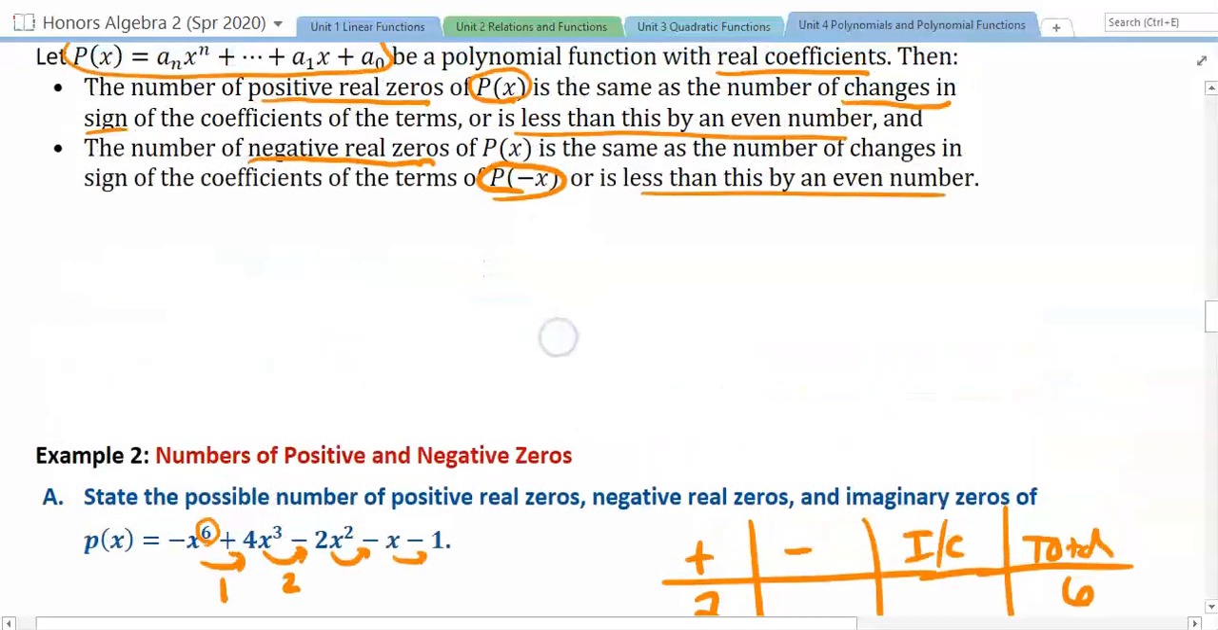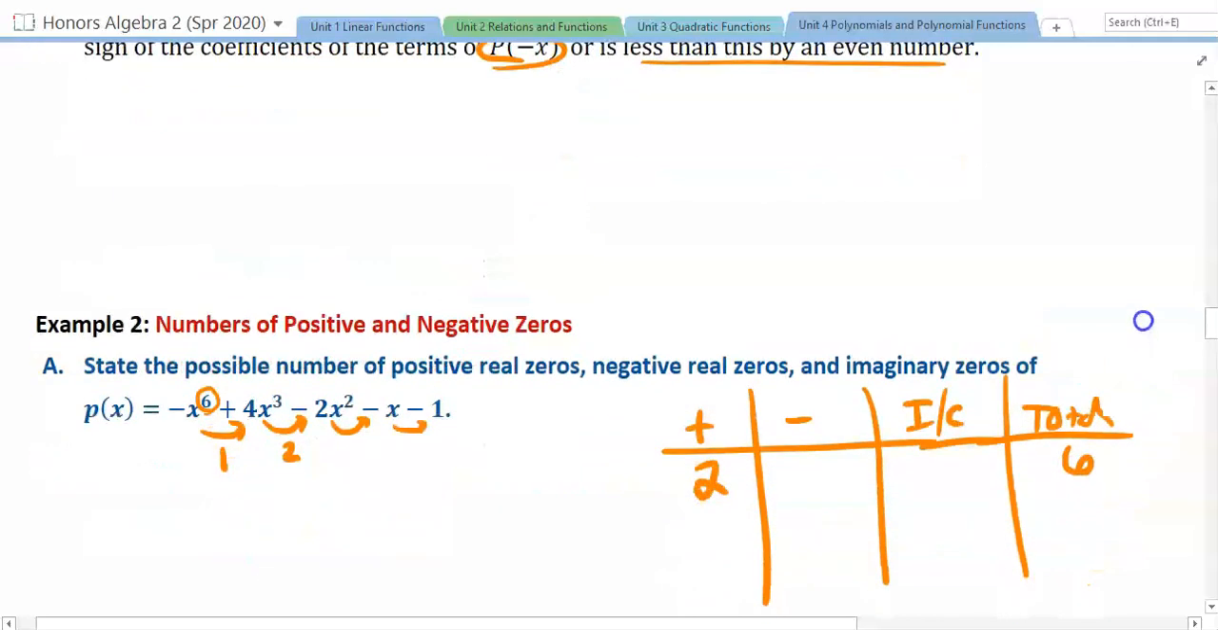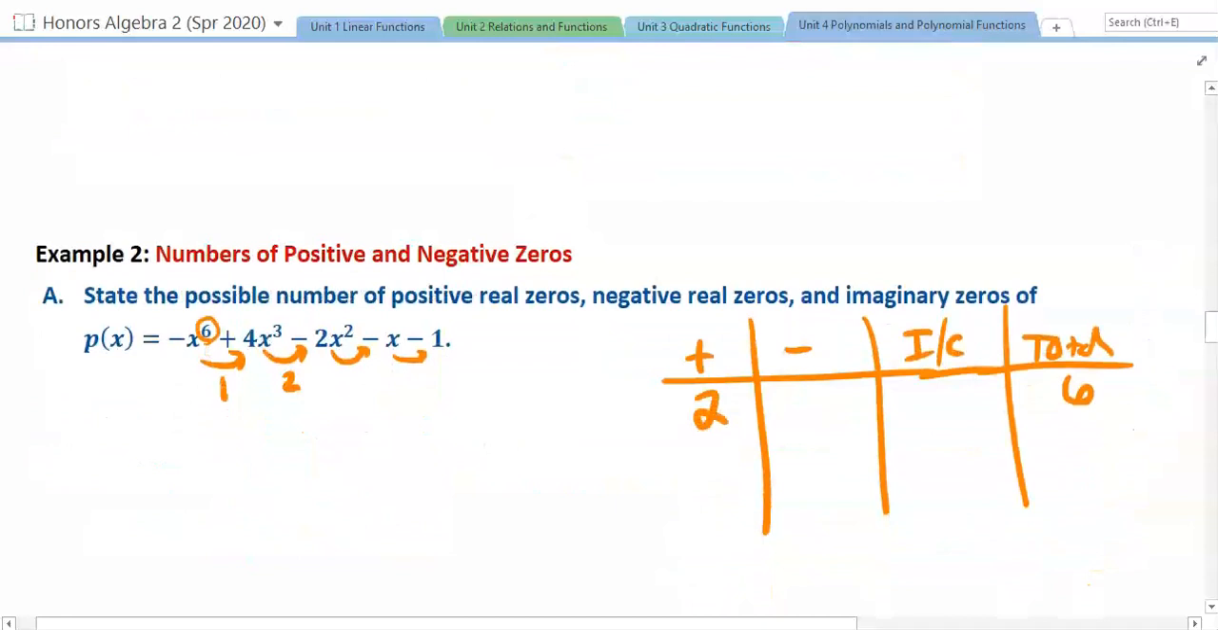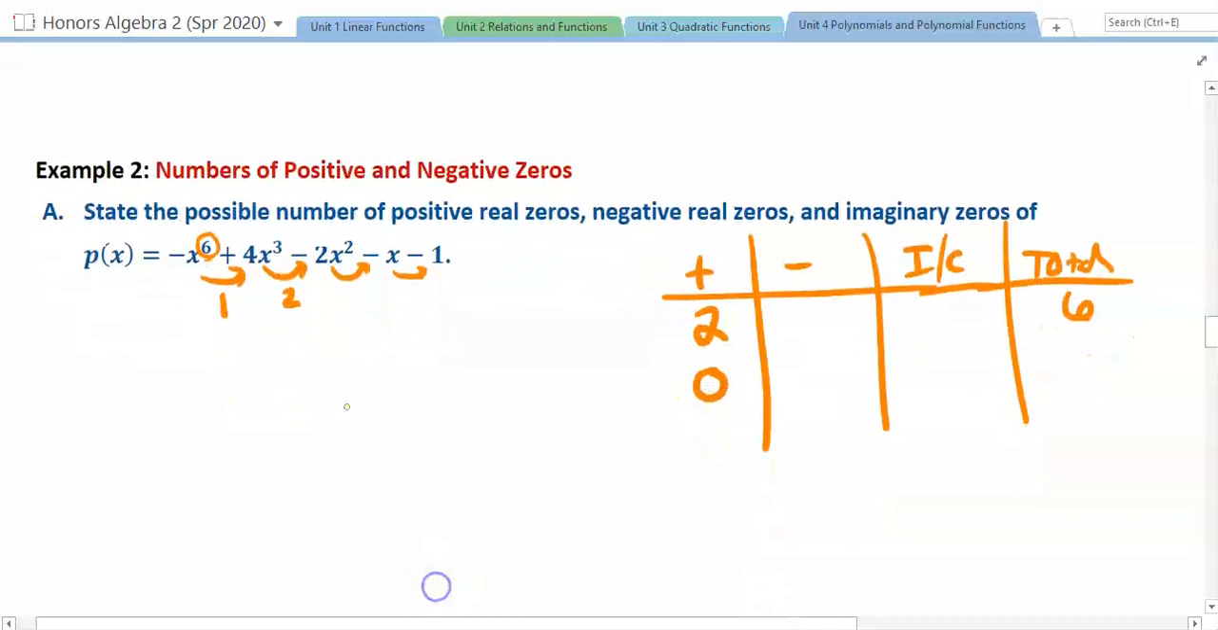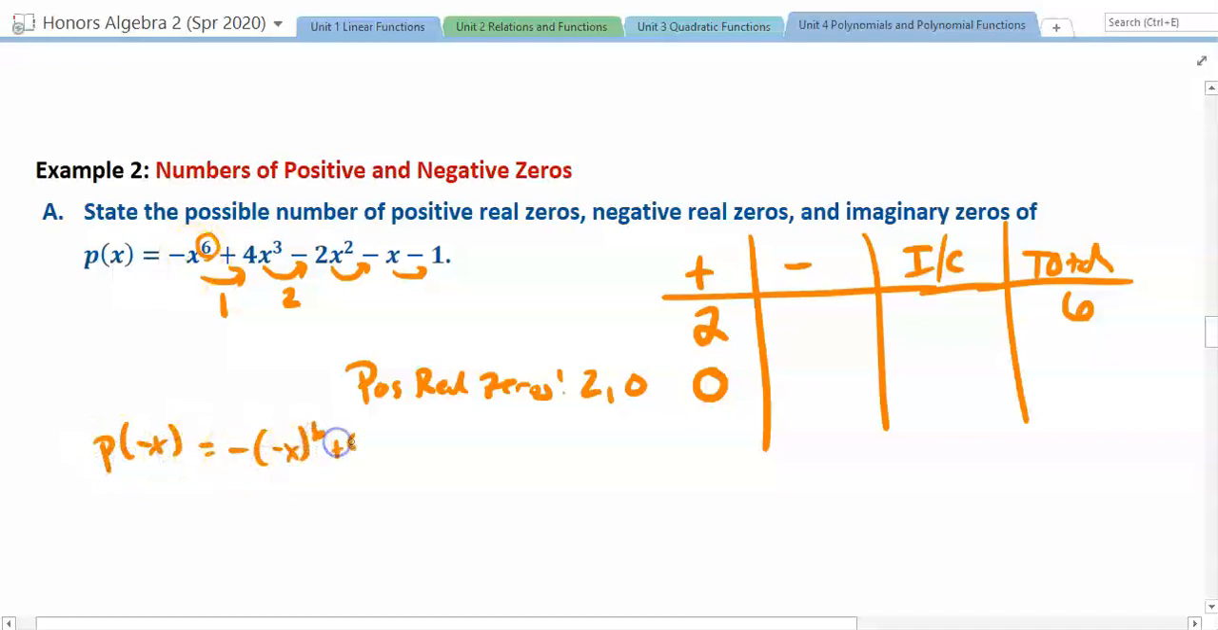But it also says that it could be less than that by an even number, so I could subtract 2 or 4 or 6. Now, obviously, I can't have negative positive real zeros, so I could take 2 minus 2 and get 0. So those are my two possible cases. For positive real zeros, my options are that I could have 2 or 0. So let's talk about negative. So we do p of negative x, which means everywhere I see x, I replace it with negative x. And so it's going to make this problem look really weird for a second, but we'll work through it.